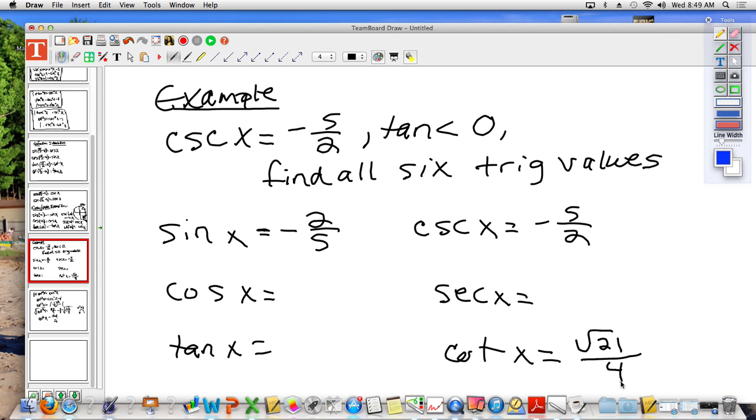Give me a minute. Hold on. Isn't it 2 over 2, not 4? Oh, I'm sorry. You know what? You're right. This was a 2. I didn't do the square root part, but yes, sorry. Thank you for the catch. Square root of 21 over 2.